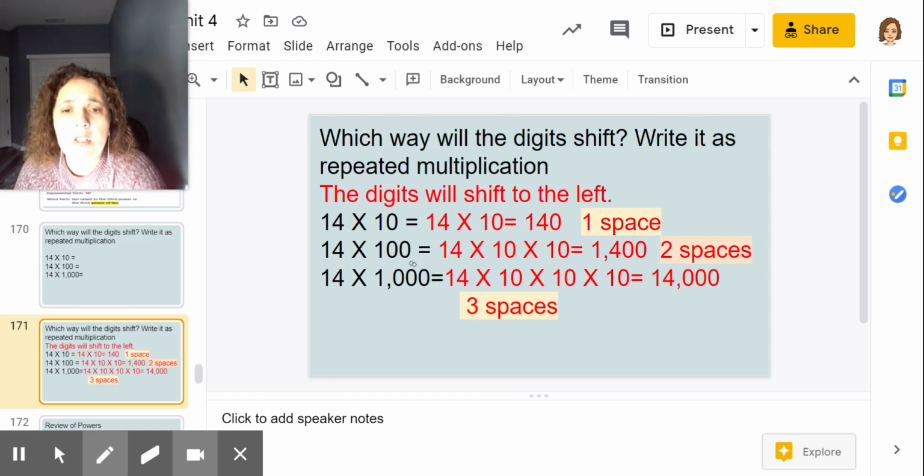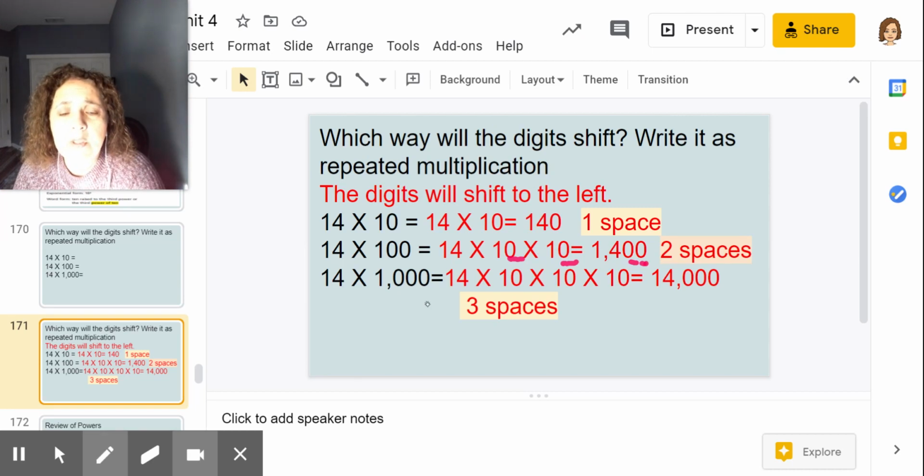14 times 100 is the same thing as 14 times 10 times 10, which is 14, and then I have 2 zeros. I'm going to add my 2 zeros, so it makes it 1,400. And that one shifted over 2 spaces, right? Because I have 2 tens. So it's going to shift over 2 places.